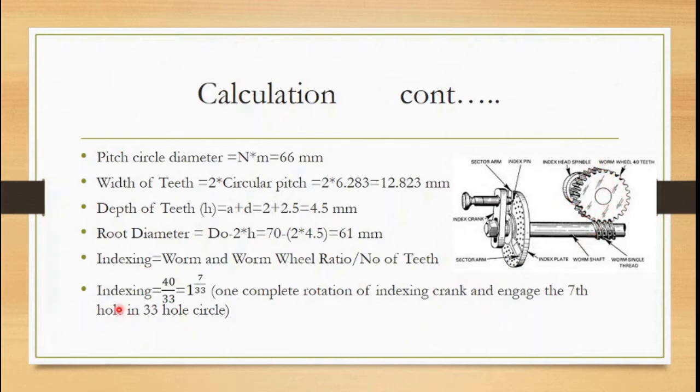So that's why the indexing is equal to 40. 40 is the worm wheel ratio. That means if you give 40 revolutions to the worm, the worm wheel will complete one revolution. So it is divided by the number of teeth to be cut, that is 33.